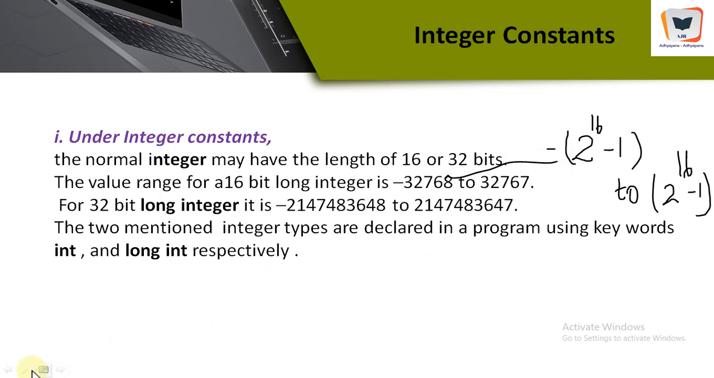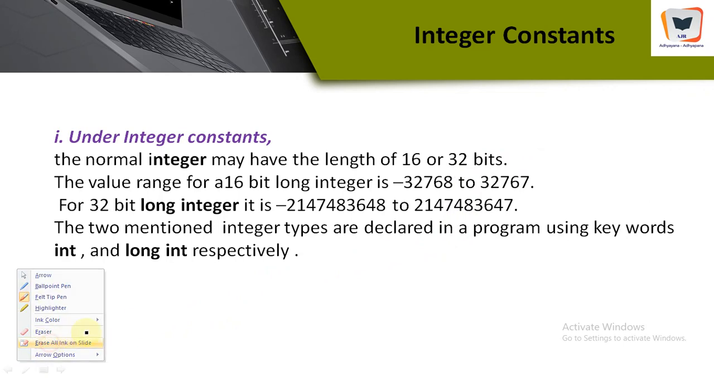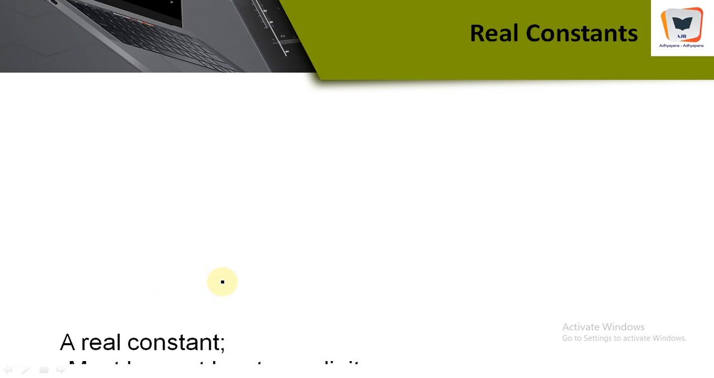Anyway, our respected viewers know this. For the sake of completeness, I told this; for a 32-bit long integer, with the same token, it will be this much. There is nothing like mugging up or learning this by heart. It's not required. But it is essential that we should be informed about all these fundamental things. The two mentioned integer types are declared in a program using keywords like int and long int respectively.